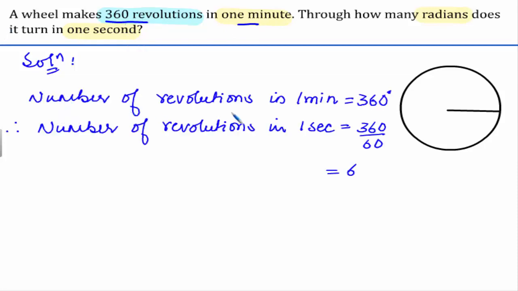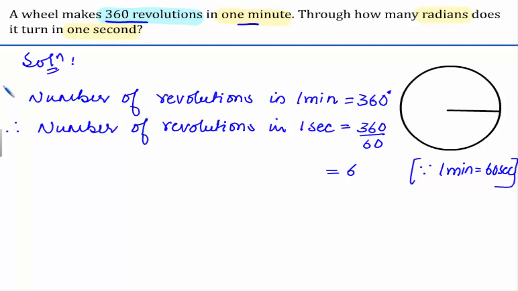And since the number of revolutions in 1 minute is 360, therefore the number of revolutions in 1 second is 360 divided by 60. Since in 1 minute there are 60 seconds, therefore we can say that the number of revolutions in 60 seconds is 360, or in 1 second is 360 divided by 60, which is equal to 6.